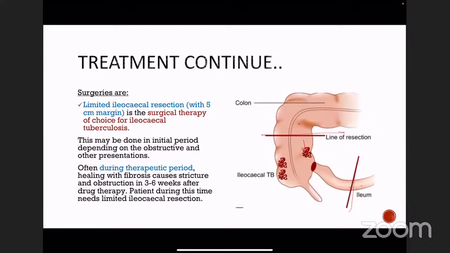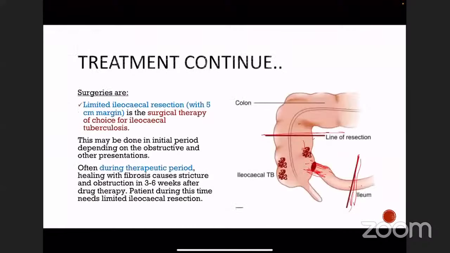Or often during the therapeutic period, healing with fibrosis causes stricture and obstruction 3 to 6 weeks after drug therapy. The patient during this time needs a limited ileocecal resection. So many patients during drug therapy have fibrosis and stricture of this part, so stool cannot pass at all. To relieve this obstruction, we do ileocecal resection and ileocolon anastomosis. As there is no peritonitis, we can go for this ileocolon or ileoascending anastomosis at the same time, right?